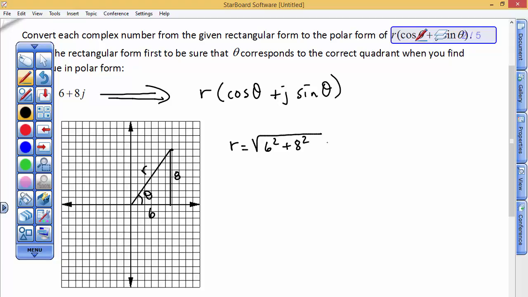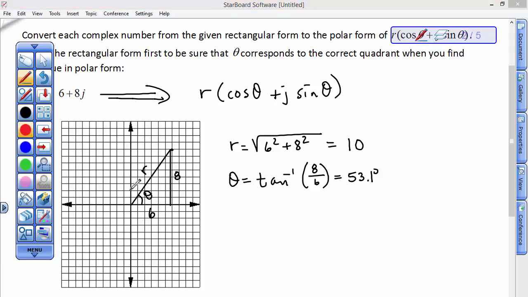And then to find theta, I'm going to remember that if I took the inverse tangent of the side opposite over the side adjacent from this angle, or the y value divided by the x value, I would get, pretty sure, a 53.1 degree angle. And I could now write, and I'm just going to draw over this red line right here, I could write that as r, which is 10, times the cosine of 53.1 degrees plus j times the sine of 53.1 degrees.